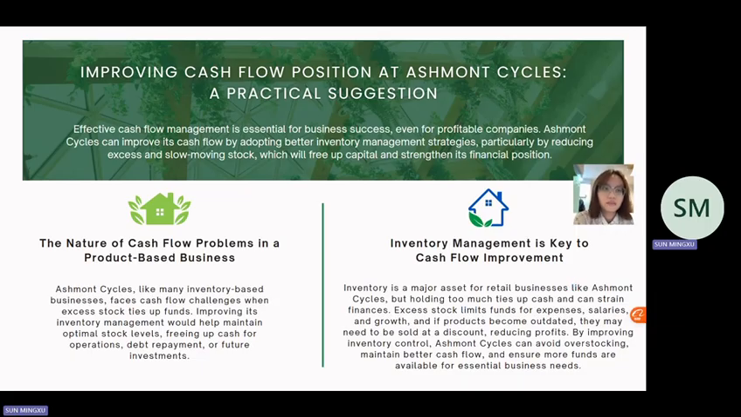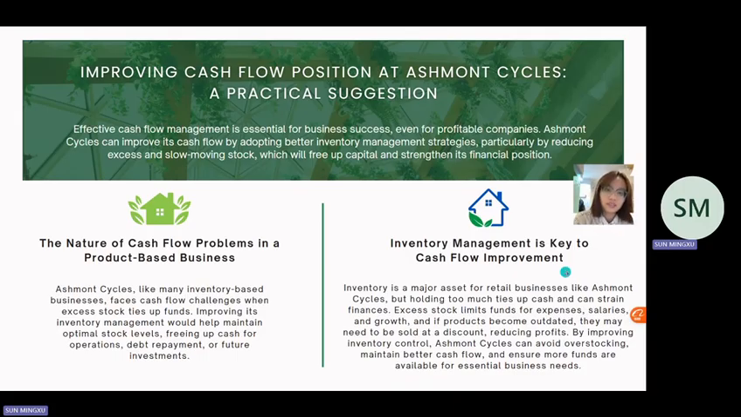enhanced inventory management practice. One major cash flow challenge for a product-based business like the Asimo cycle is the accumulation of slow-moving stock. But maintaining inventory is necessary to meet customer demand. Holding too much stock can trap cash. More inventory also takes out reversible capital that could otherwise be used for operational needs, like debt payment, and also for investment in business growth.